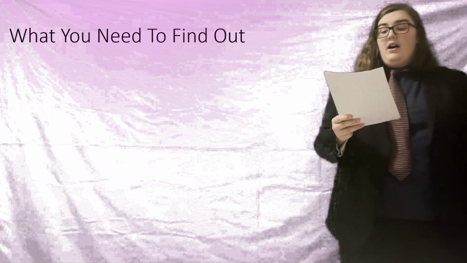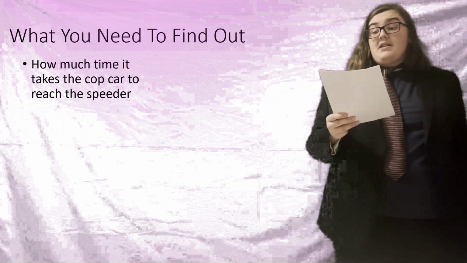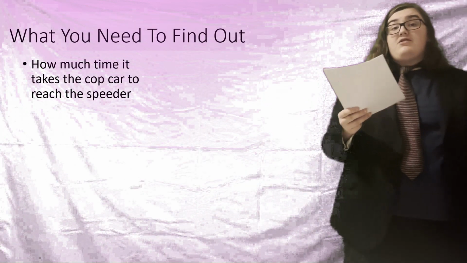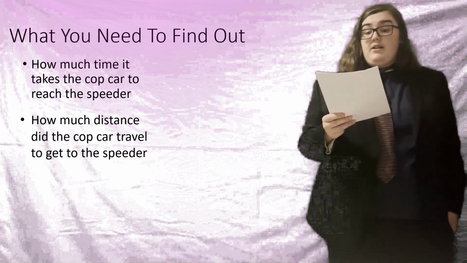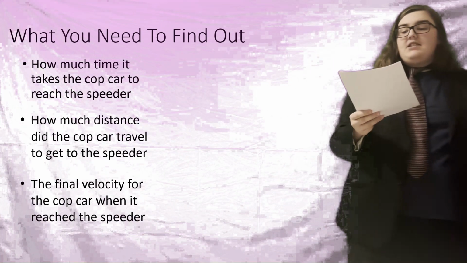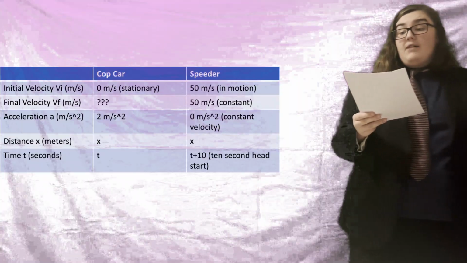A cop car watches a speeding criminal drive away from a crime scene. The speeding criminal gets a 10-second head start, and he is traveling at a constant velocity of 50 meters per second. The cop car starts his car and starts traveling at 2 meters per second squared. You need to find out how much time it took the cop car to reach the speeder, how much distance they both traveled, and what the speed of the cop car was by the time it got to the speeder. So we'll start by taking into account what we know and what we need to know.